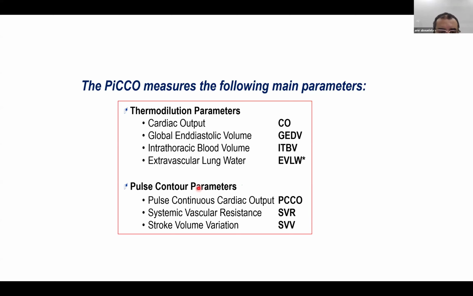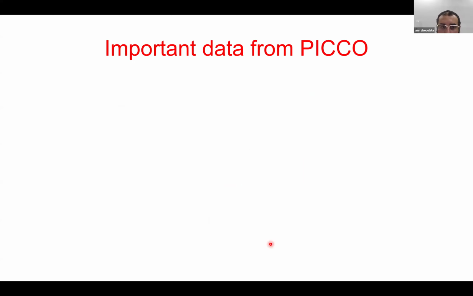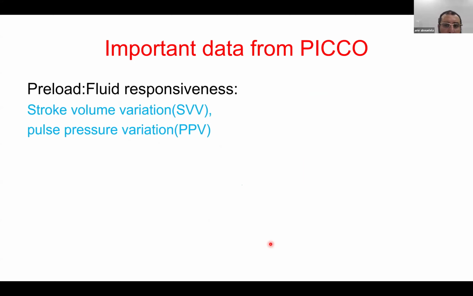Pulse contour parameters, of course, will give us again continuous cardiac output, will give us the systemic vascular resistance, the afterload, will give us the stroke volume variation, which is the parameter of the preload, as you mentioned, the fluid responsiveness. The afterload and the cardiac output, the 3 important parameters which we need to know about any patient. So as you mentioned, this is a summary of the important data.